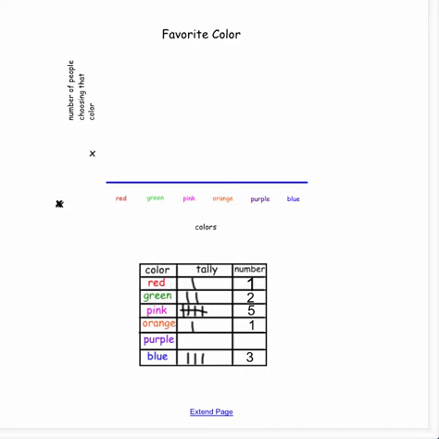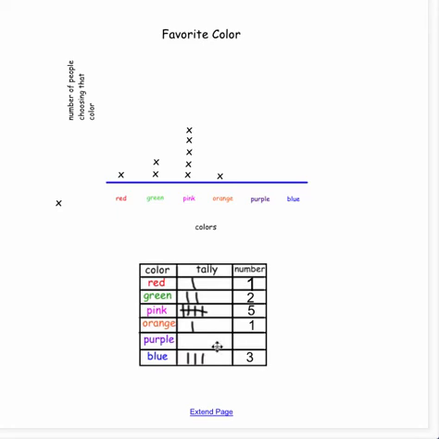I'm going to take one X and put it up on top of red. Next, I have two people that chose green for their favorite color, so I'm simply going to put two X's on top of green. Then I have 5 people that chose pink, so I'm going to go ahead and put 5 X's on top of pink. There's 2, 3, 4, and 5. Next, orange. Only one person chose orange as their favorite color, so we're just going to put 1 X.